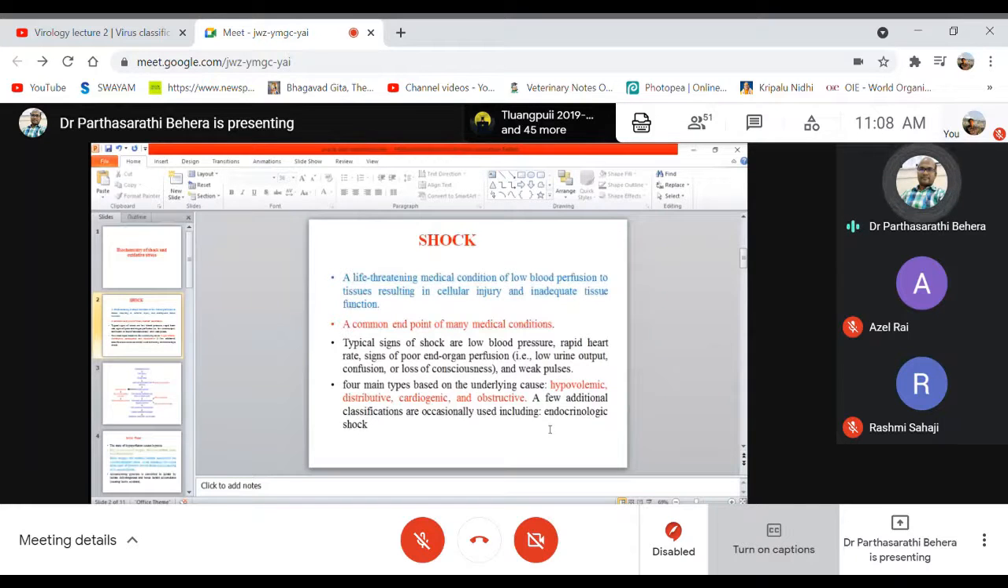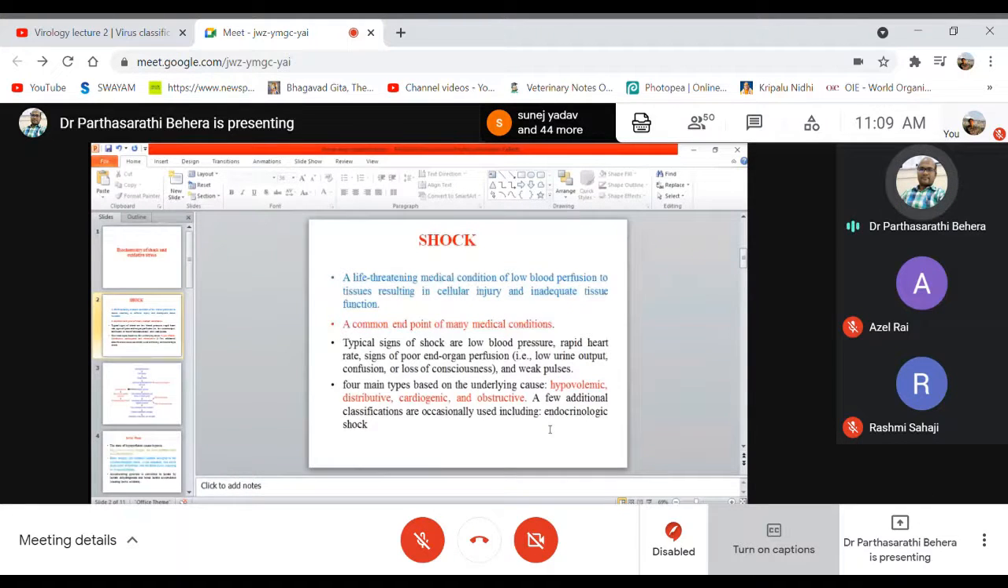So, mostly, shock is considered a life-threatening medical condition, where the low blood perfusion to tissues results in cellular injury as well as inadequate tissue function. It's the most common endpoint of many medical conditions. In many medical conditions, the terminal point is shock. Generally, we say coma, then shock, death, right? So it's a common terminal medical condition.